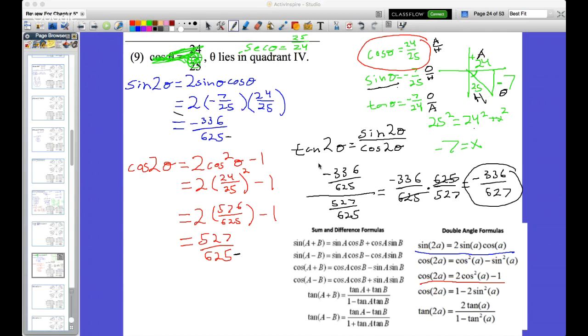For cosine, we had cosine double angle. I chose this second one this time rather than the first one. I chose the second one because I just want to show you I don't need to sometimes use this triangle. I can just use the value given and then use that formula. So then 2 cosine squared, I'll just plug in the 24 over 25 in the square and double it and subtract 1, and that'll give me 527 over 625.